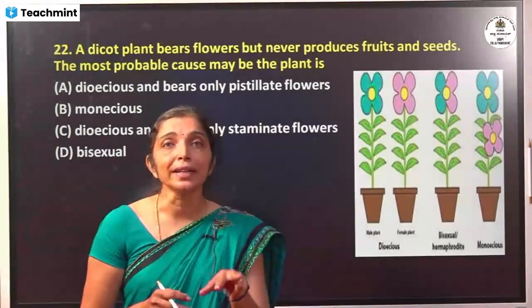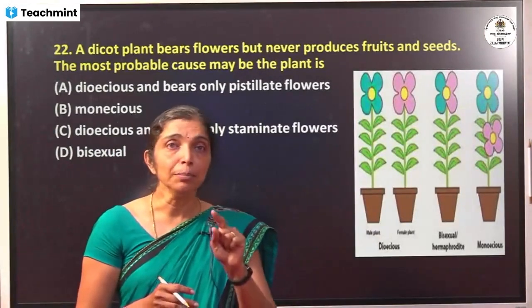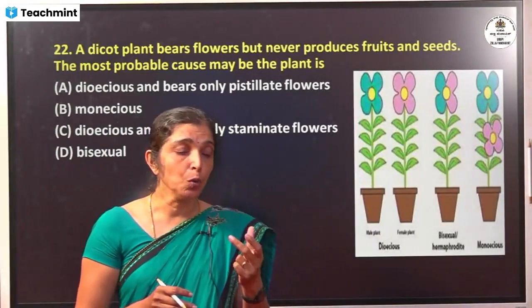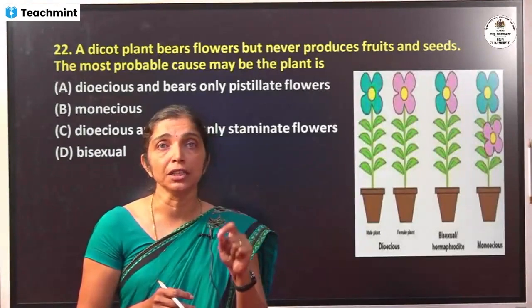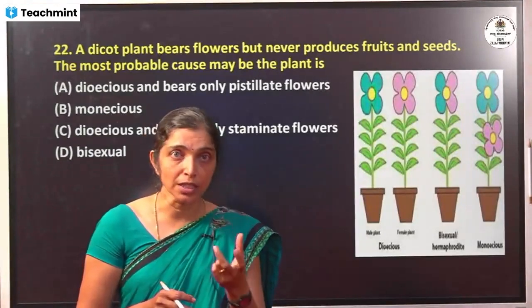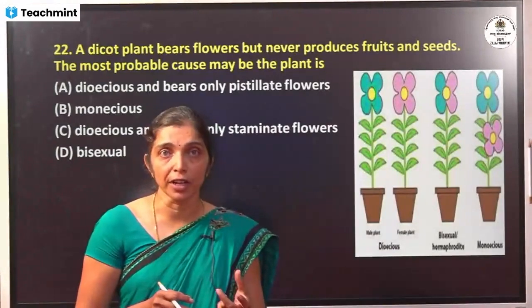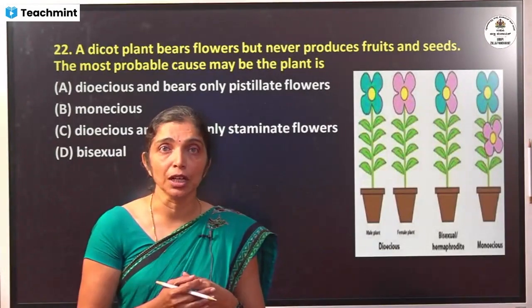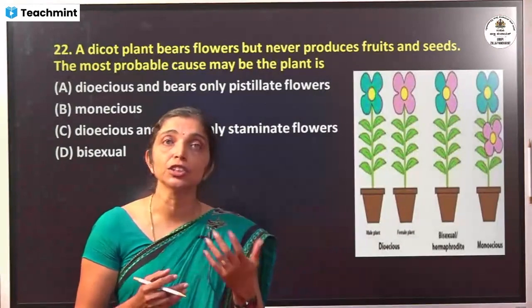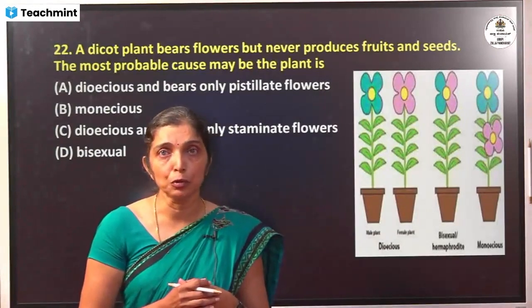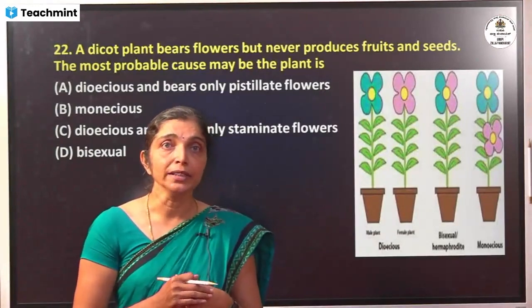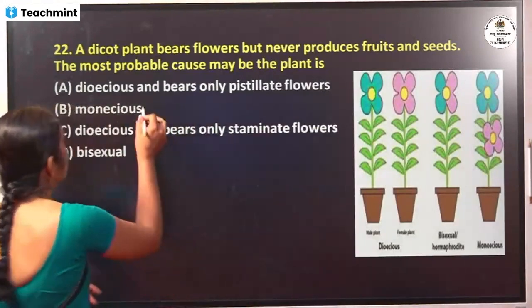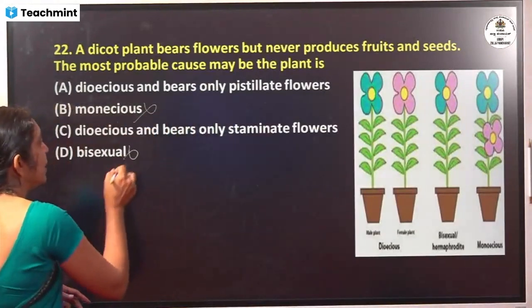In case of a bisexual flower, a bisexual flower is a flower wherein both the androecium and gynoecium are present in the same flower. So even in a bisexual flower, because the female part is there, there is a chance of production of fruits as well as seeds. So definitely it cannot be a monoecious plant, it cannot be a bisexual plant.